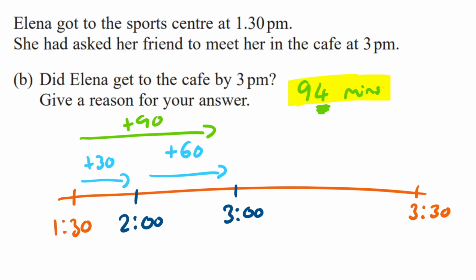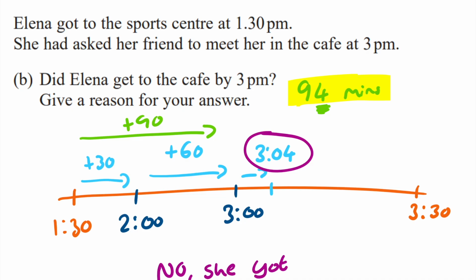We then need to add 94, so we need to add 4 more minutes on, which is going to leave us at 3:04. So that's what time she gets to the cafe. We're asked, did Elena get to the cafe by 3 p.m.? She got there at 3:04, so your answer would be no, she got there at 3:04.